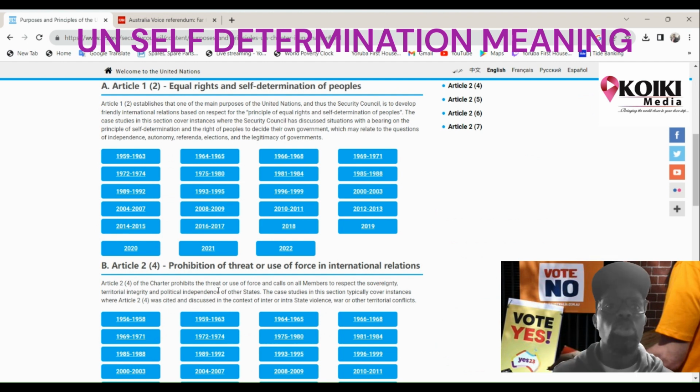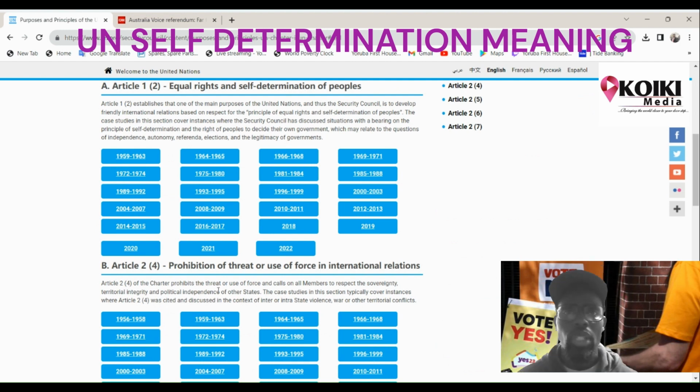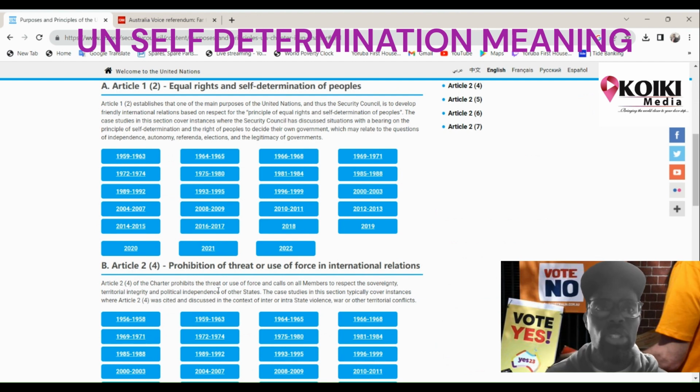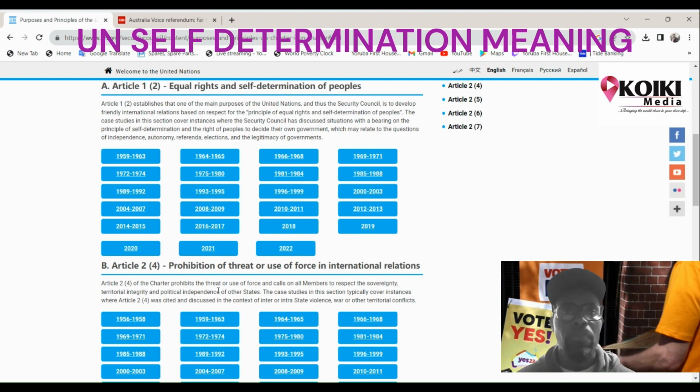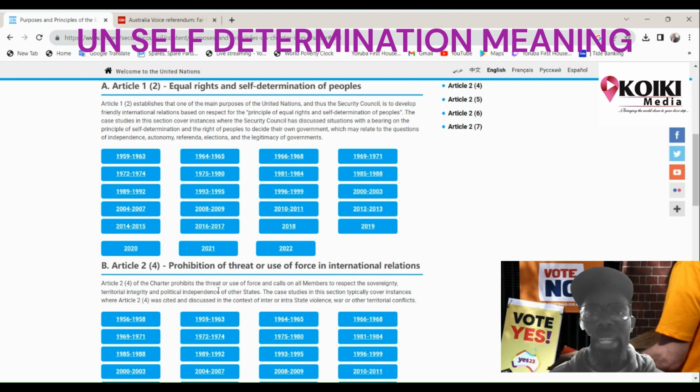Article 1 and 2 establish that one of the purposes of the United Nations, and thus the Security Council, is to develop friendly international relations based on respect for the principle of equal right and self-determination of peoples. The case study in this section covers instances where the Security Council has discussed situations with bearing on the principle of self-determination and the right of the peoples to decide their own government, which may relate to the questions of independence, autonomy, referendum, elections, and legitimacy of government.